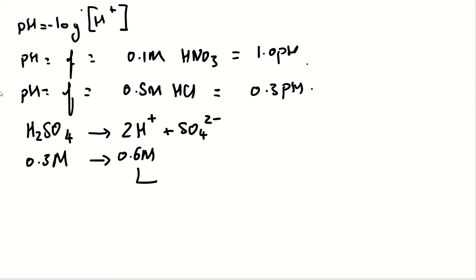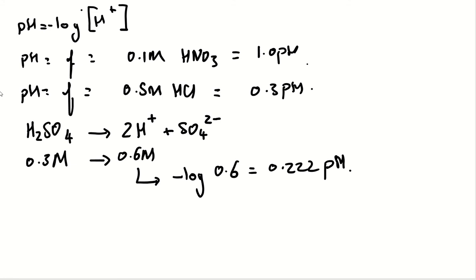So I need to bear that in mind when I'm doing my pH calculation, because it then becomes, of course, minus the log of 0.6. It's not the 0.3, which some people might accidentally do. It gives you a pH of 0.22222. Alright?